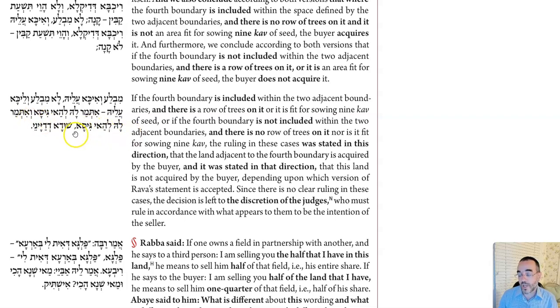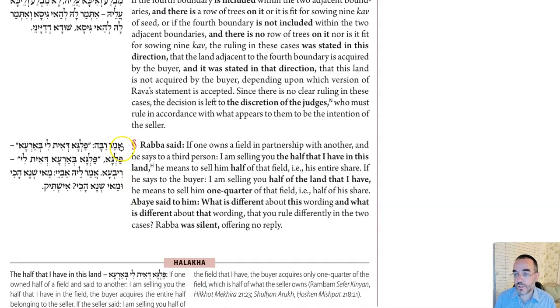And therefore, if this kind of case comes to a judge, it's left up to the discretion of the judge. And he has to figure out this type of seller. Let's see, is he a generous person? Is he a stingy person? Would he want to include that? Would he not want to include that? And so the judge will have to do his own investigation, and he can follow whichever opinion he thinks applies better in that case. We next have 2 statements by Rabbah.